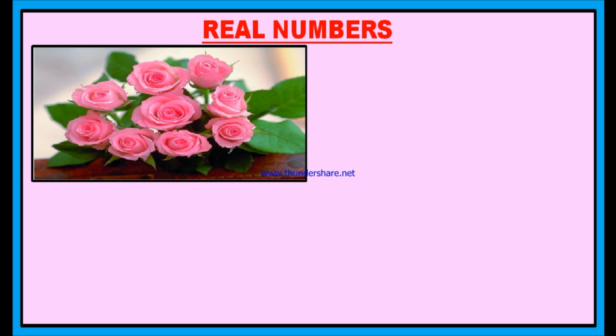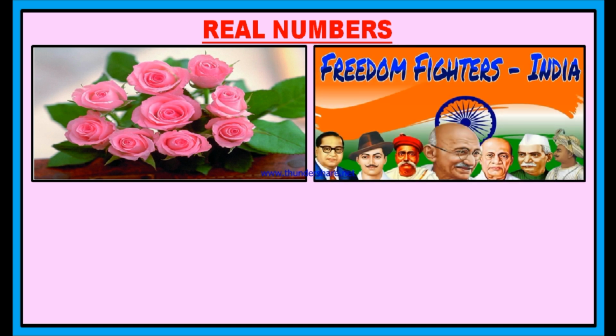Yes. If I ask you to count, you may start from 1. You may say 1, 2, 3, 4, 5, 6, 7, 8 and 9. Therefore, there are 9 roses in this bunch of flowers. Look at this diagram. These are our freedom fighters. If I ask you to count how many are there, then you may start counting like this: 1, 2, 3, 4, 5, 6 and 7. In this diagram we have 7 famous freedom fighters of India.